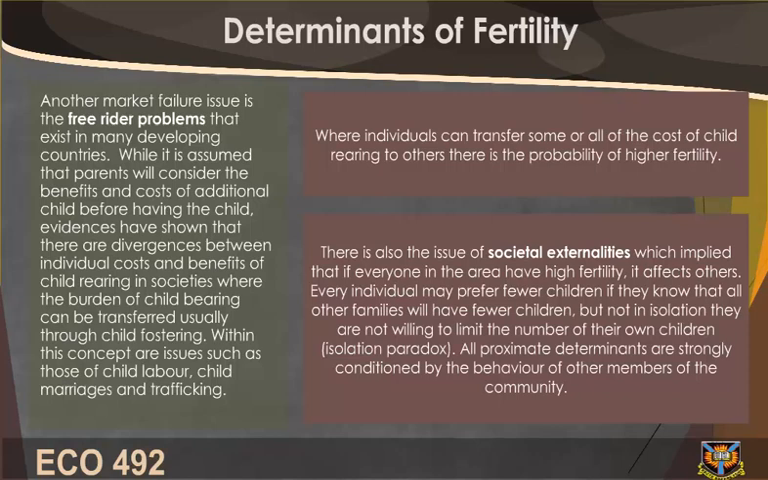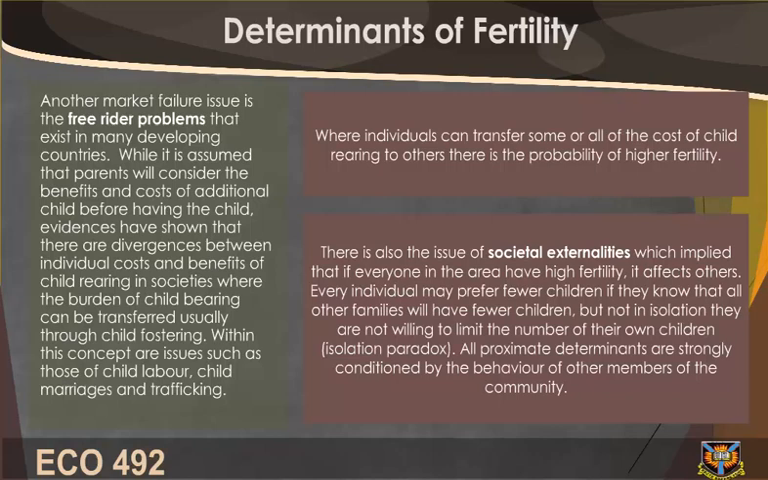Another market failure issue is the free rider problem that exists in many developing countries. While it is assumed that parents will consider the benefits and costs of an additional child before having a child, evidence has shown that there are divergences between individual costs and benefits of child rearing in societies where the burden of childbearing can be transferred, usually through child fostering. Within this concept are issues such as those of child labor, child marriages, and trafficking.